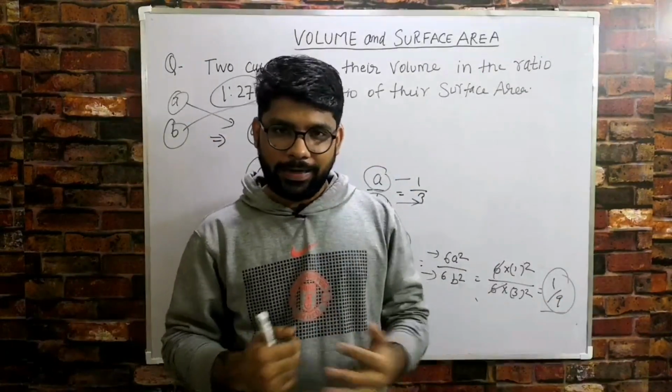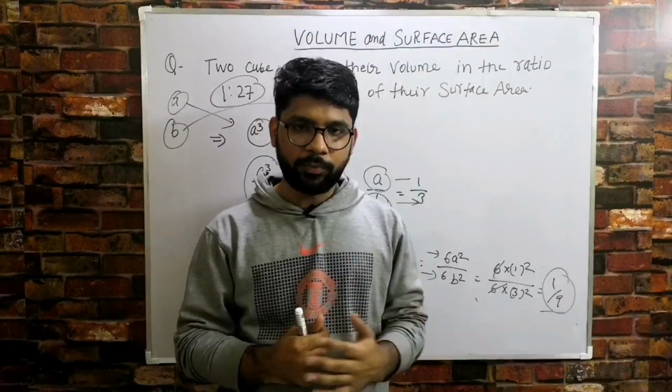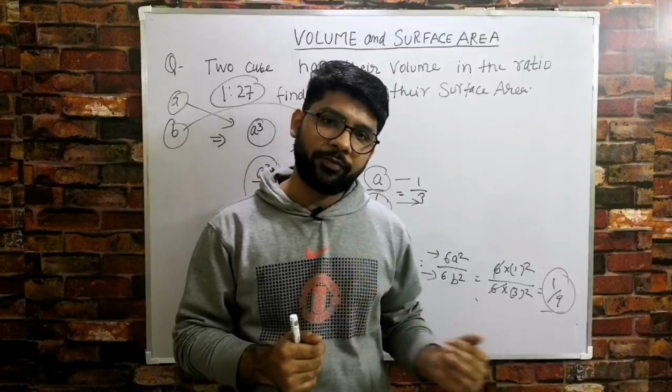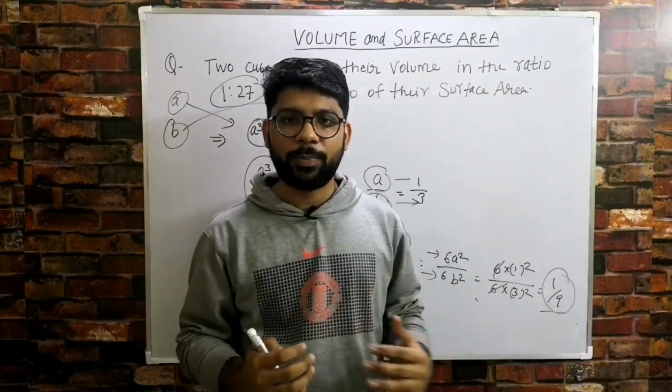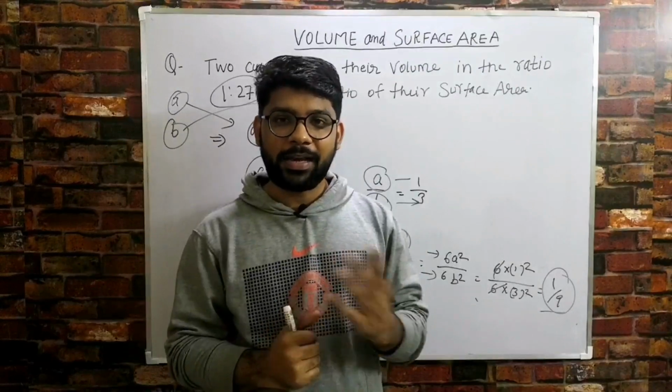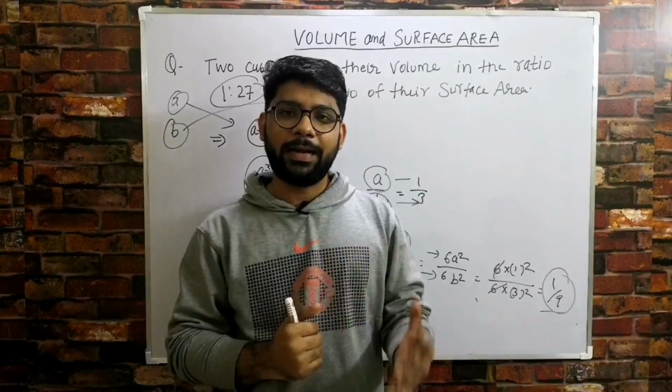So in this video I discussed the cuboid and the cube, how we can find out their area, how we can find out the volume and how we can find out the diagonal, and discussed each aspect and each type of question from the cuboid and cube. In my next video I will discuss the cylinder and the cone.